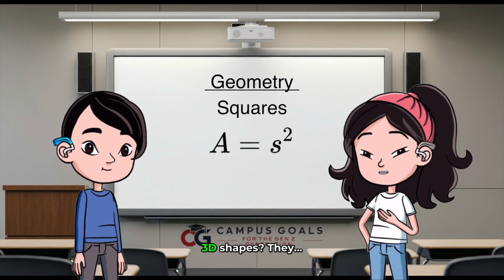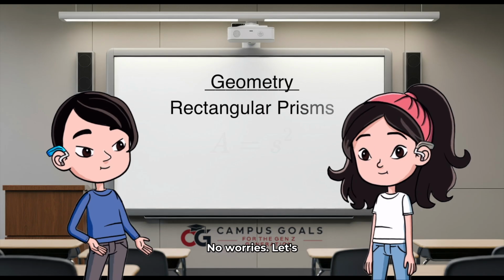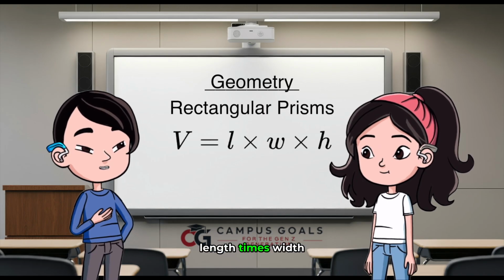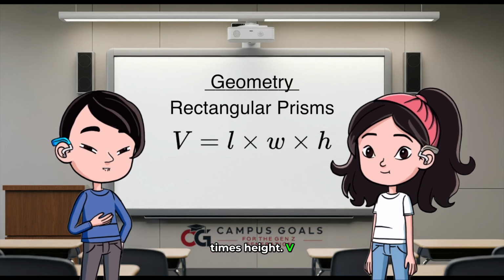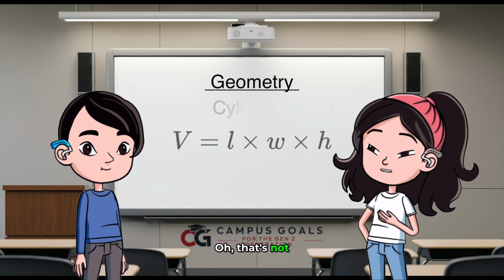What about those 3D shapes? They freak me out a little. No worries. Let's tackle rectangular prisms first. Volume equals length times width times height. V equals l times w times h. Just like area, but you add in the height. Oh, that's not too bad.